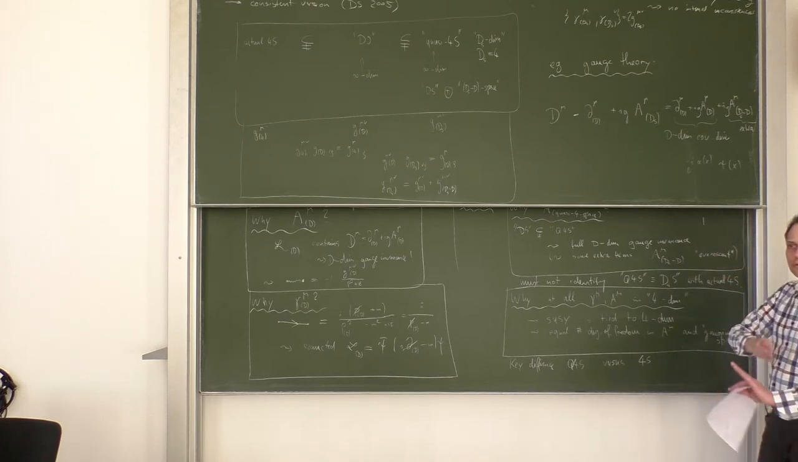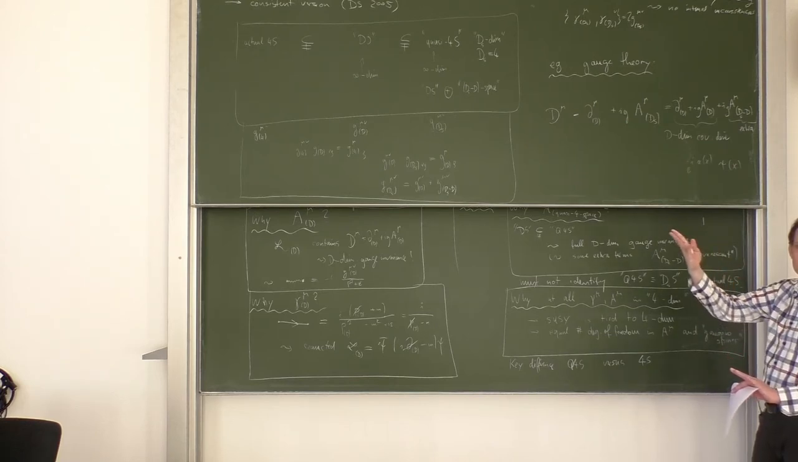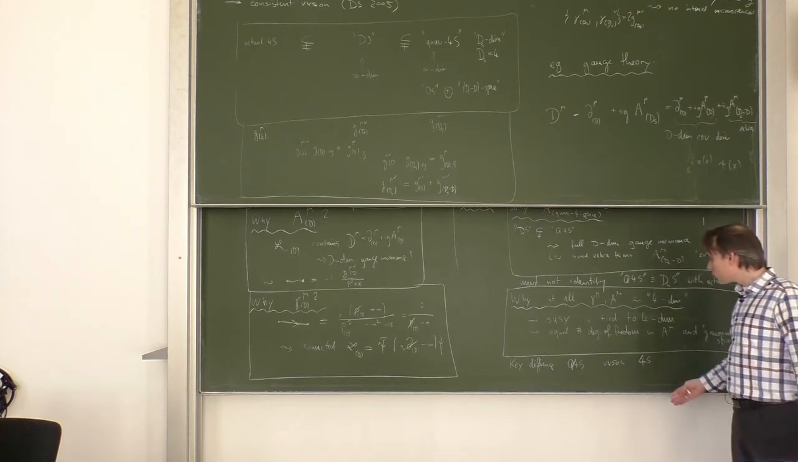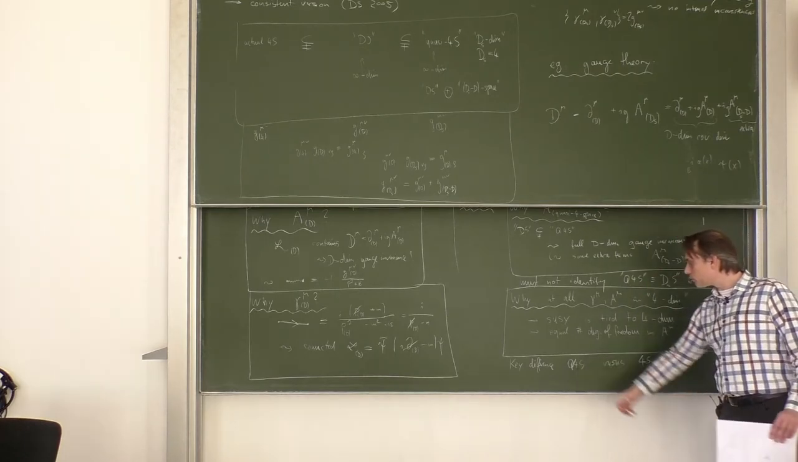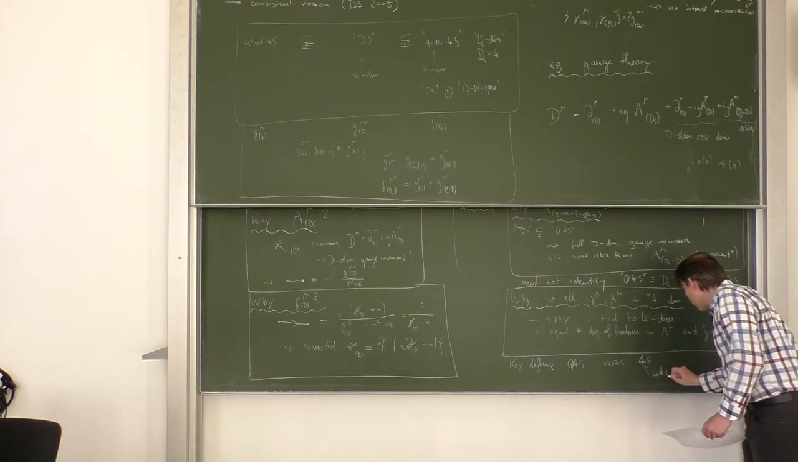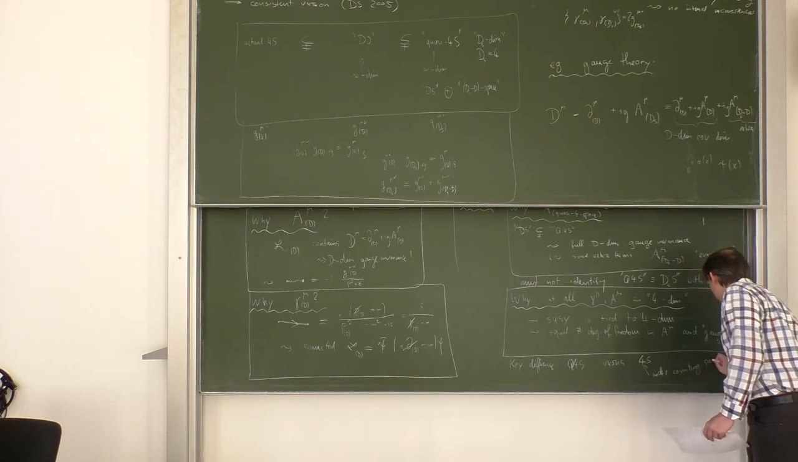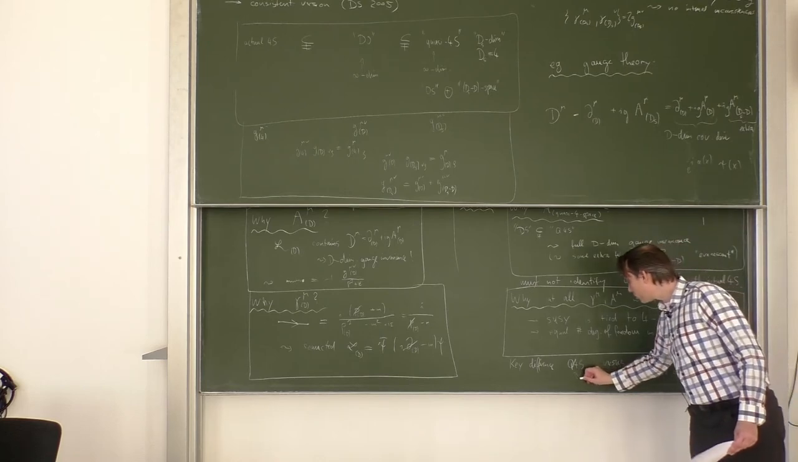Every relation which relies on the fact that the indices can take precisely four values, 0, 1, 2, 3, those relations are valid here, but not valid over there. So index counting is possible here, and over there it's not possible.